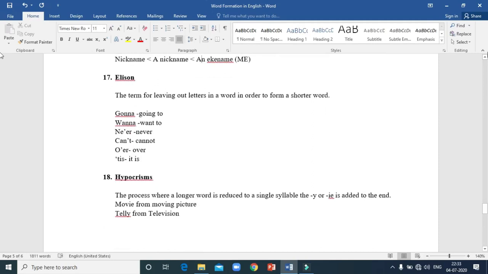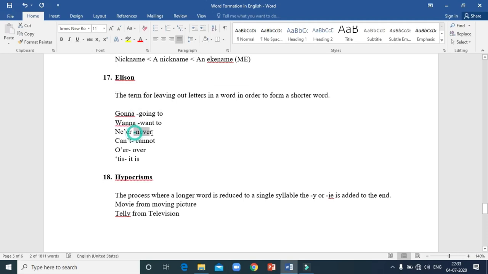And the 17th process is elision. Elision is again a new word derived by leaving out letters in a word. We cut and throw away the letters of a word to form a shorter word. For example, going to becomes gonna, want to becomes wanna, never.